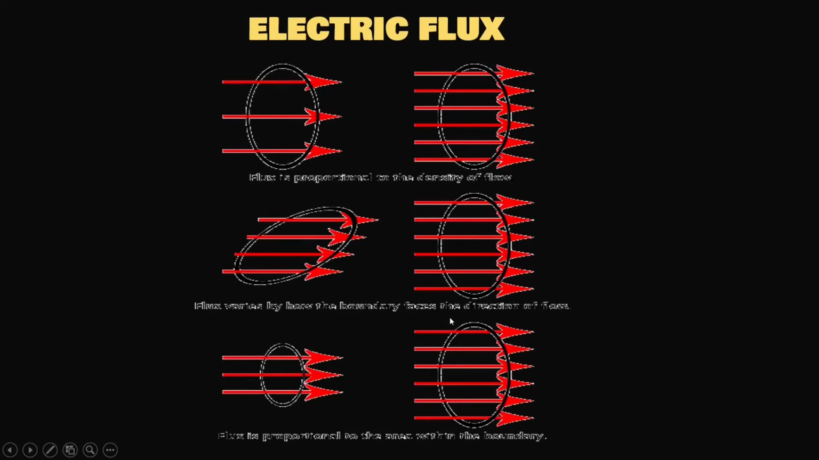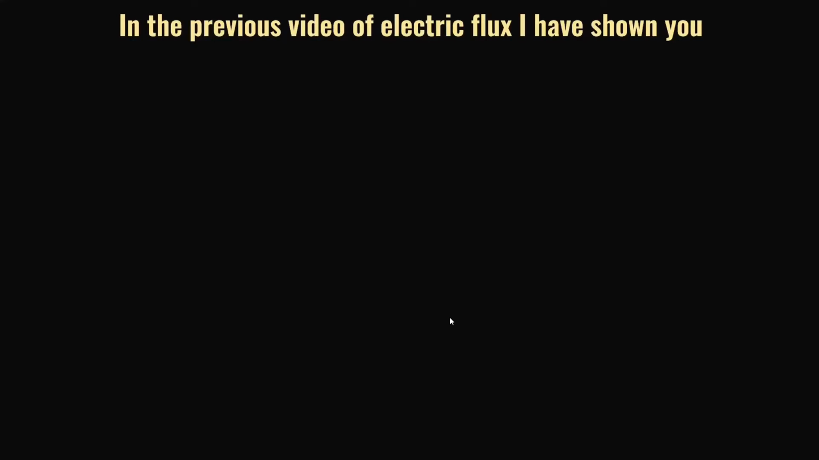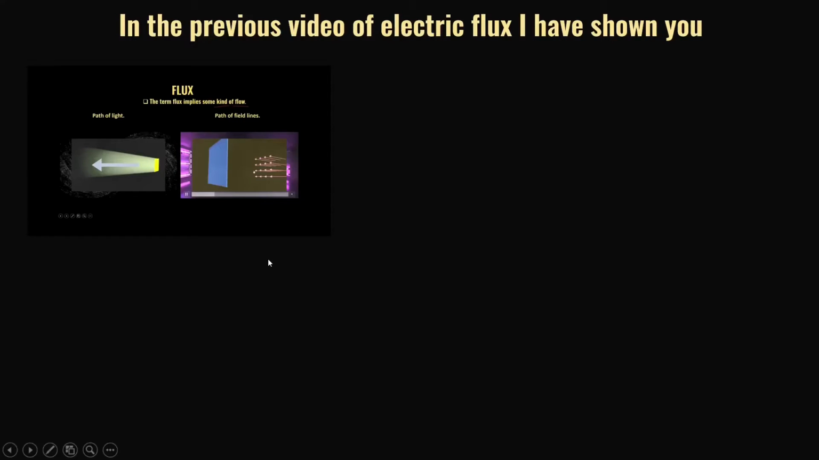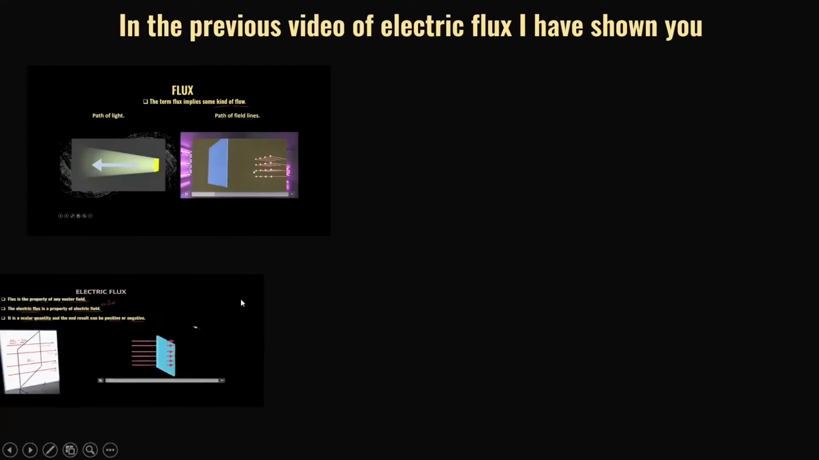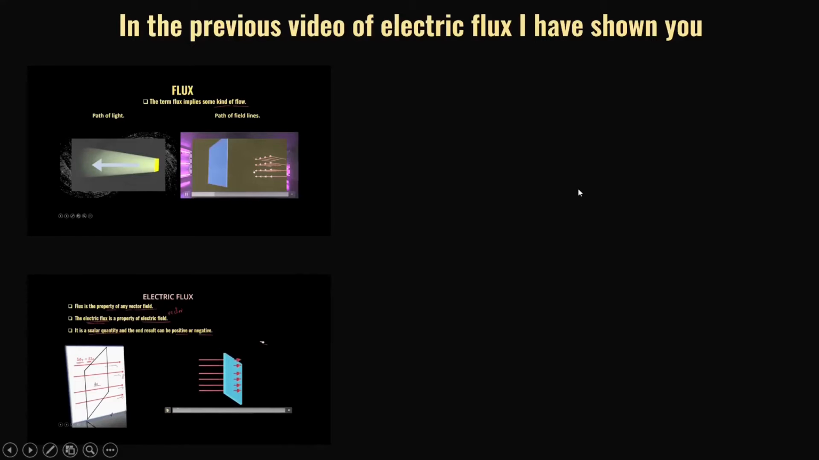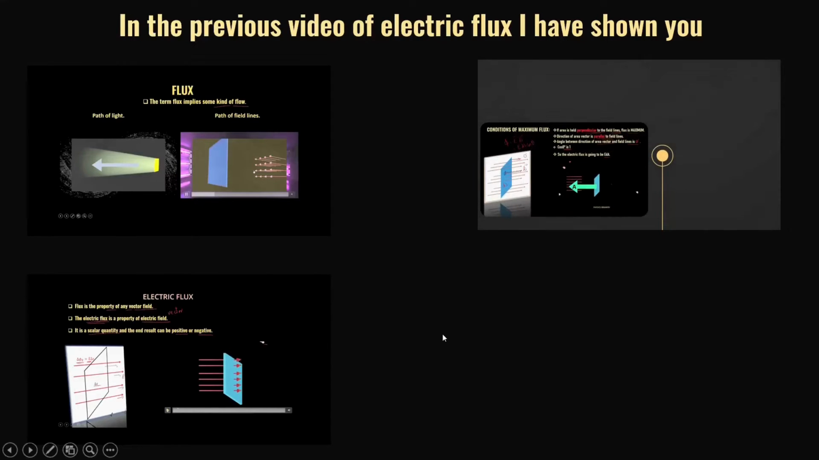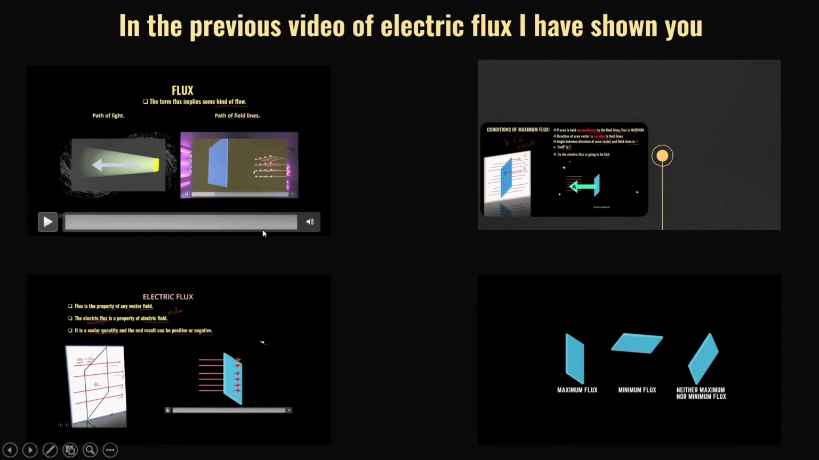Learn more about the topic electric flux. Previously also I have explained the topic. In my previous video I have explained certain concepts of electric flux. Here I have told you the analogy of flux, how to relate this with the path of light. Next I have explained the theoretical derivation of the electric flux. Next I have told you the certain conditions of the maximum and minimum flux.